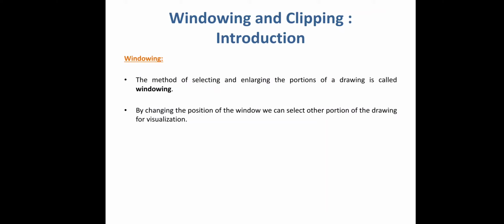I am just shifting the position of that window. So, this selection or enlarging of that portion of that particular drawing is nothing but windowing. This is called windowing. We are selecting something. By changing the position of that window, we can select other portions of that drawing for our visualization.